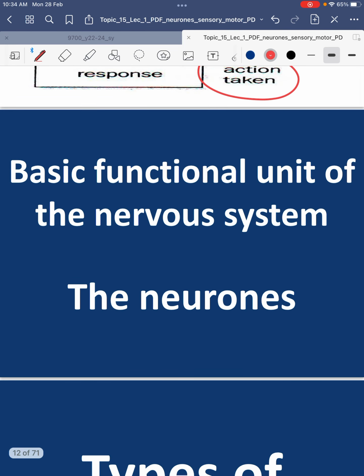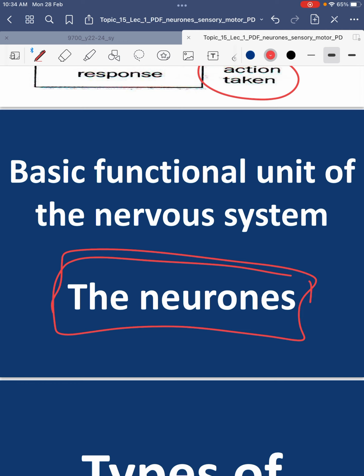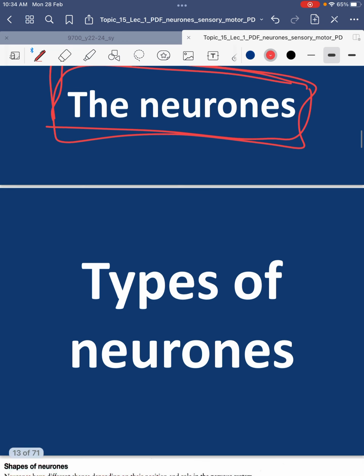All right, the basic functional unit of a nervous system is called the neuron. Just like when we learned about the kidneys, the basic filtering unit is called the nephron, whereas in the nervous system, the basic functional unit is called the neuron.